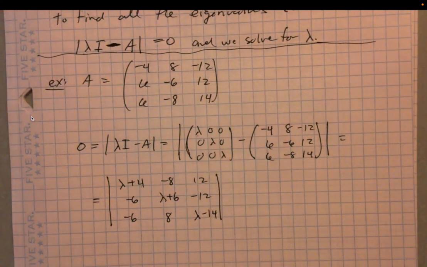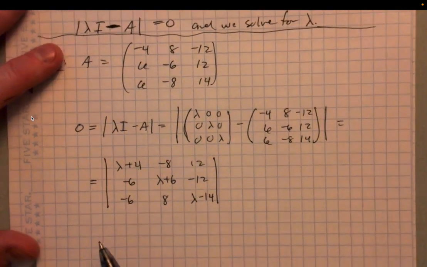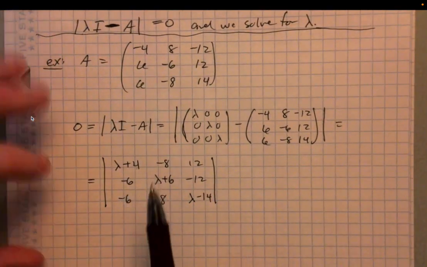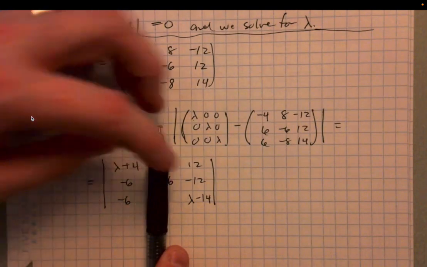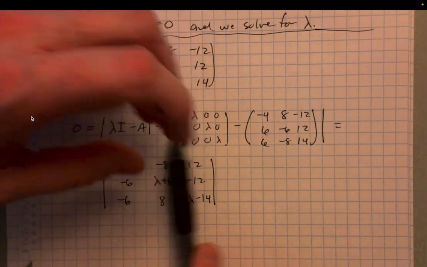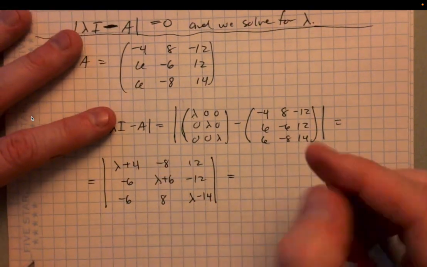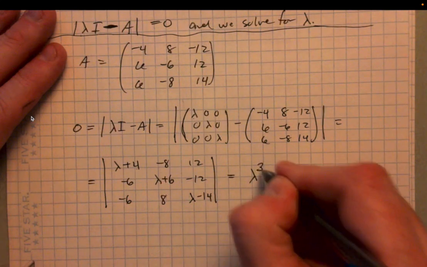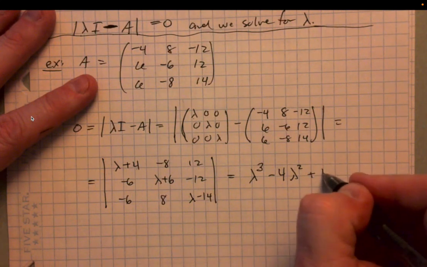Okay, we need to find the determinant of this matrix. Well, you just treat this like any old matrix and calculate the determinant. Of course, you'll use the regular formulas for the determinant. So you'll block that out, find the determinant of that submatrix, then block those two out, find the determinant of that submatrix, then block those two out, find the determinant of that submatrix. And when you do all of that, you get something that looks like this: lambda cubed minus 4 lambda squared plus 4 lambda.